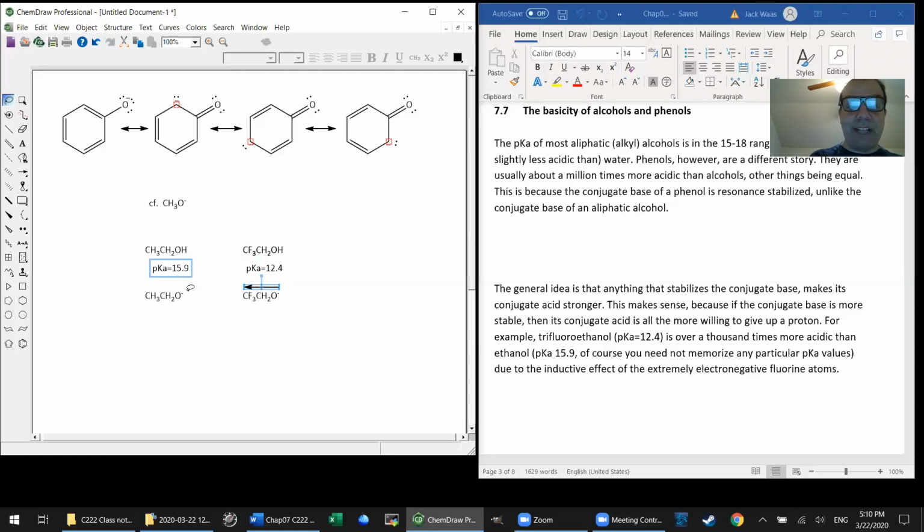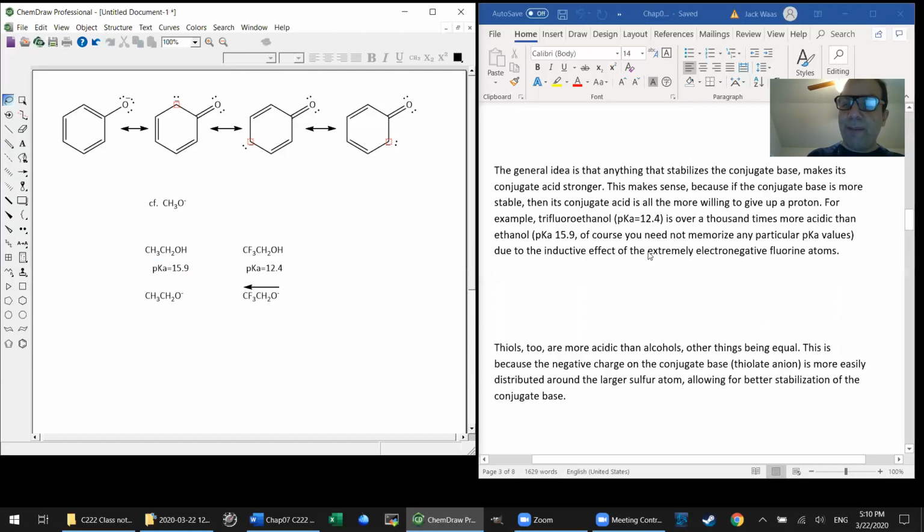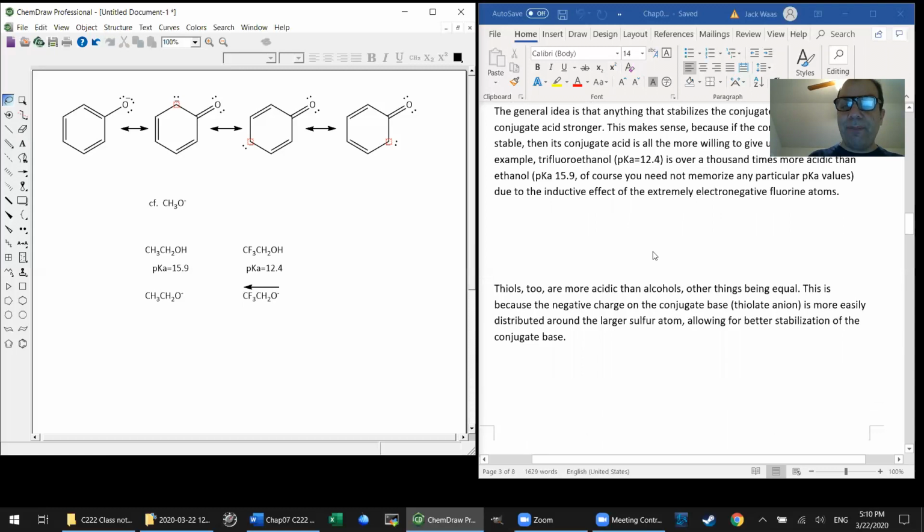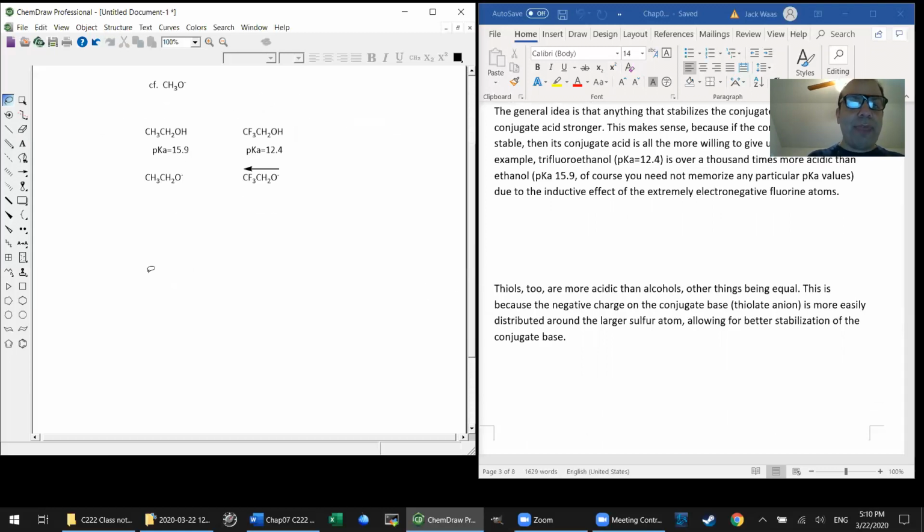Remember, the pKa scale is logarithmic. So every notch on the scale, so to speak, is a factor of 10. And so that's why we say trifluoroethanol is over 1,000 times as acidic as ethanol. And of course, I don't care if you memorize all these numbers, but the idea is important. And it's something that we can use to explain acidity in other cases as well, probably in other chapters as well. So what about thiols?